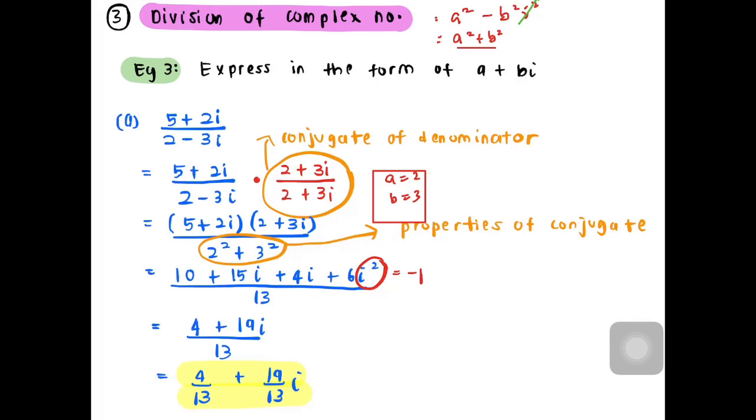Now let's finish this up. This is over 13. And then let's multiply your numerator. Once you have i squared, straight away change it to minus 1. Then simplify, and lastly, separate your real part plus your imaginary part. If you need to extract, the a is 4 over 13. And b, the imaginary part, is 19 over 13.